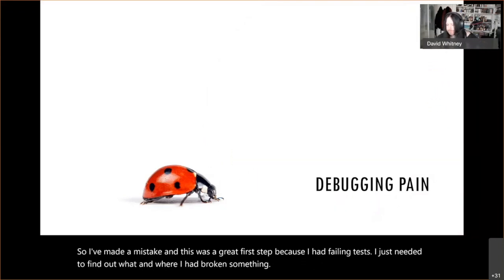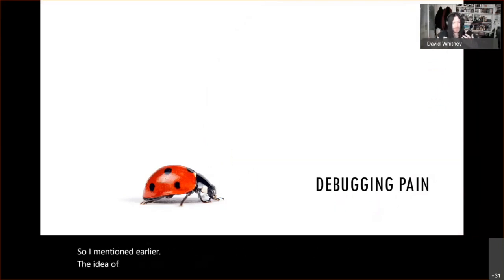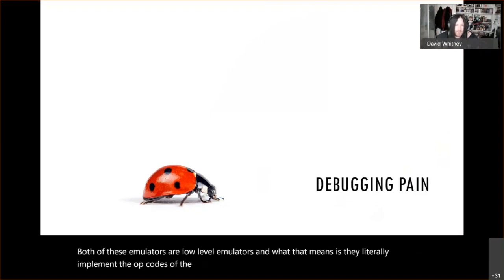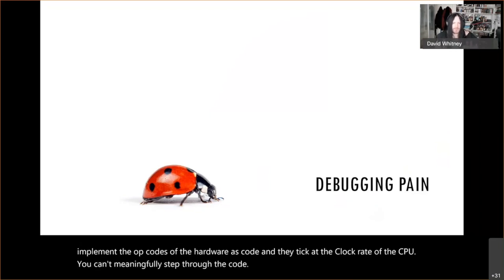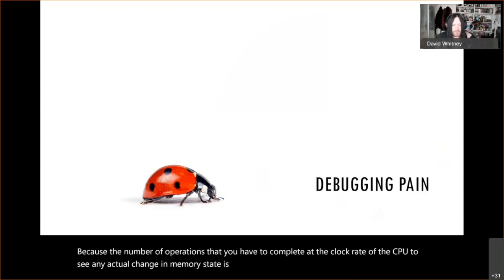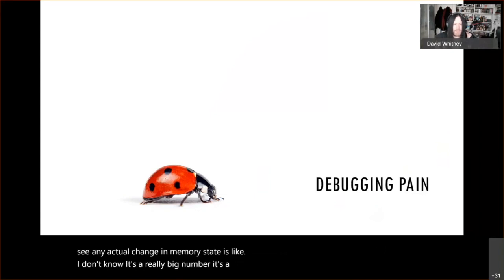So I mentioned earlier the idea of low-level emulation, where you're emulating the hardware. Well, both of these emulators are low-level emulators. And what that means is they literally implement the opcodes of the hardware as code, and they tick at the clock rate of the CPU. You can't meaningfully step through the code because the number of operations that you have to complete at the clock rate of the CPU to see any actual change in memory state is a really big number. It's many, many, many operations, hundreds of thousands.